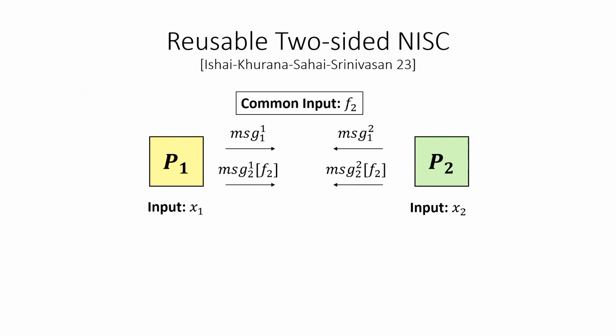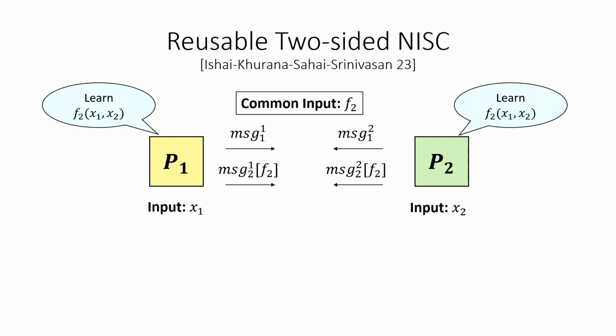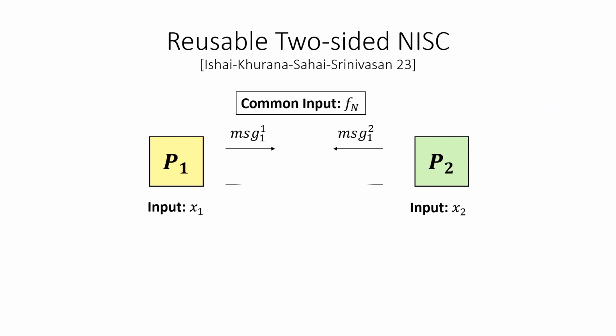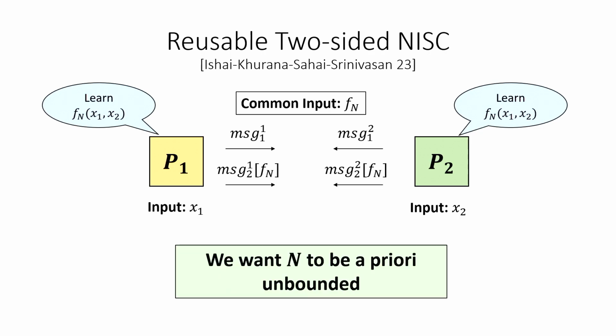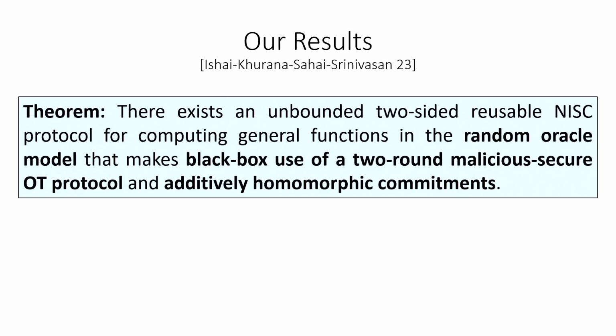And this can continue for many different functions, many different executions, up to some n. And of course, what we would like is n to be a priori unbounded. And the results in this paper show the following theorem. There exists an unbounded two-sided reusable NISC protocol for computing general functions in the random oracle model that makes black box use of a 2-round malicious secure OT protocol and additively homomorphic commitments.